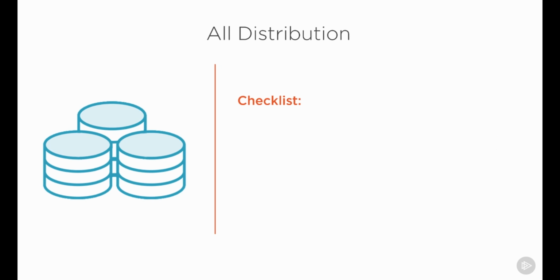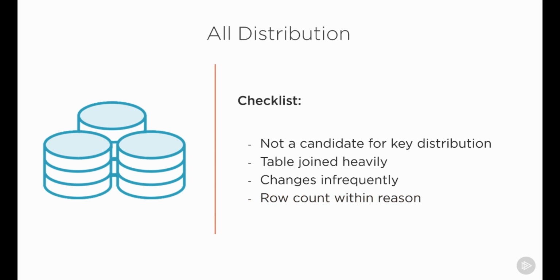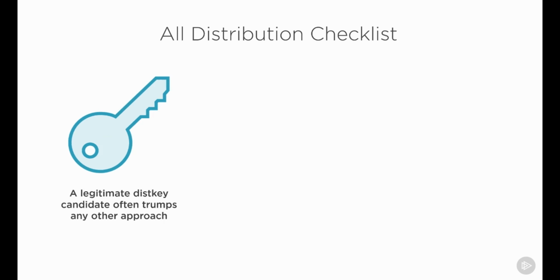So here's my checklist for selecting all distribution for a given table. Number 1, not a candidate for key distribution. Number 2, the table is joined to heavily. Number 3, it changes infrequently. And number 4, the total row count is within reason. Going through these one by one, if a table has a column that is a legitimate candidate for key distribution, that's preferable. Go with that.